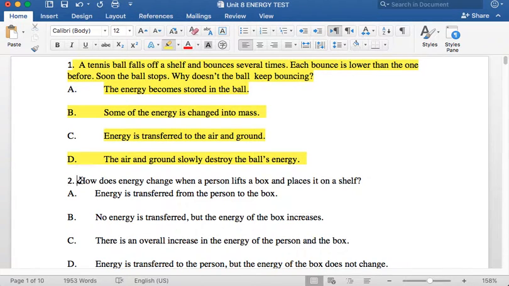Number 2. How does energy change when a person lifts a box and places it on a shelf? A. Energy is transferred from the person to the box. B. No energy is transferred, but the energy of the box increases.